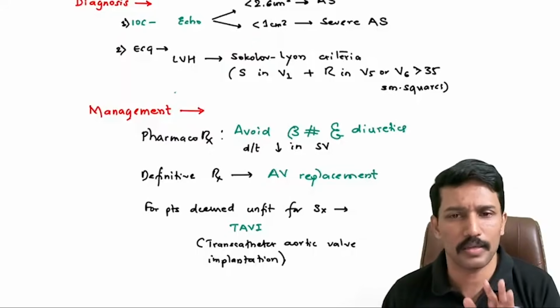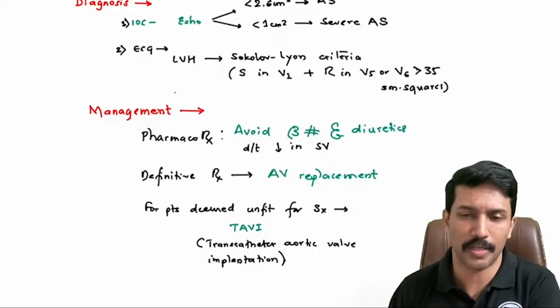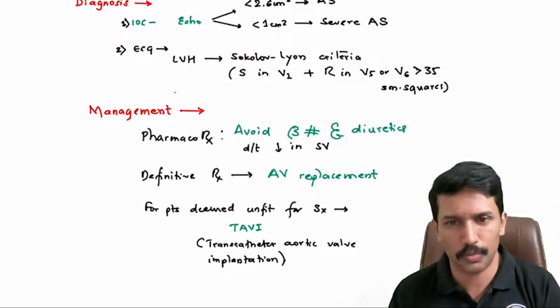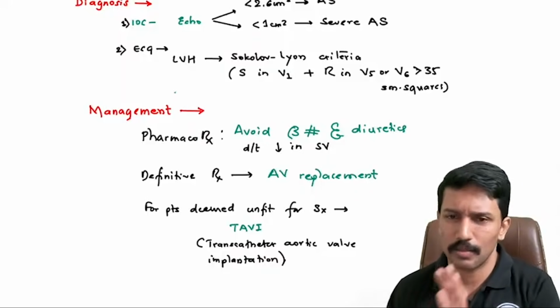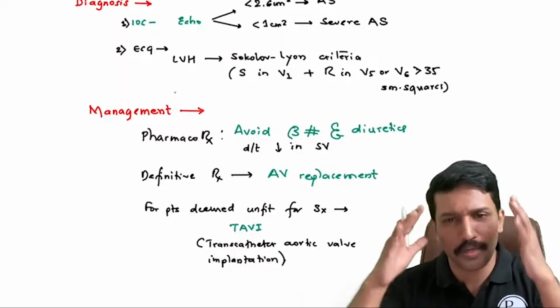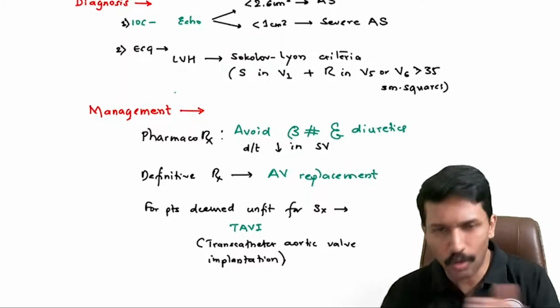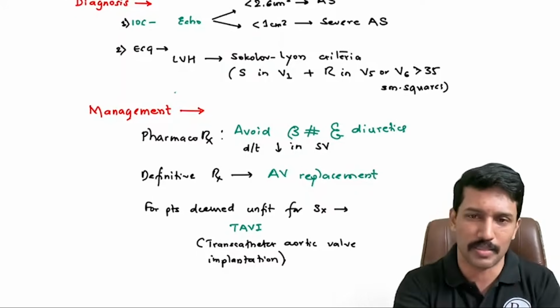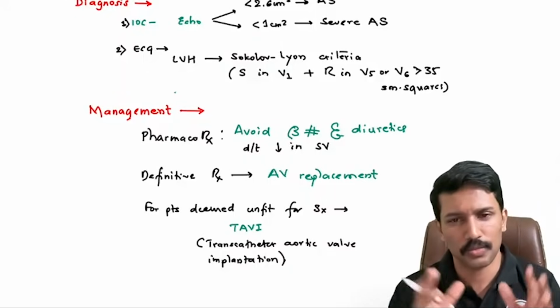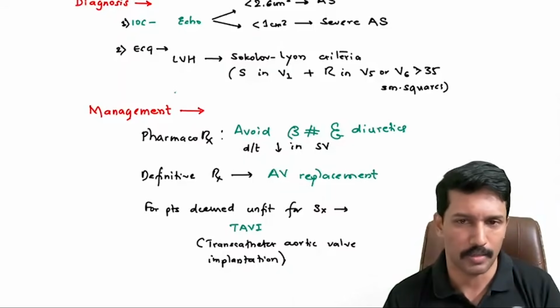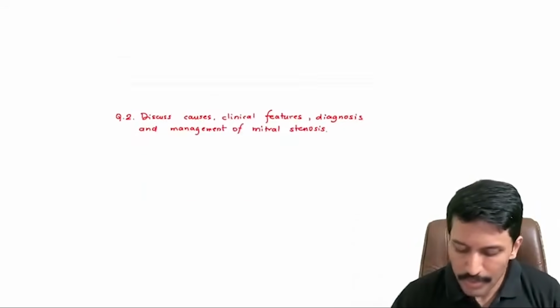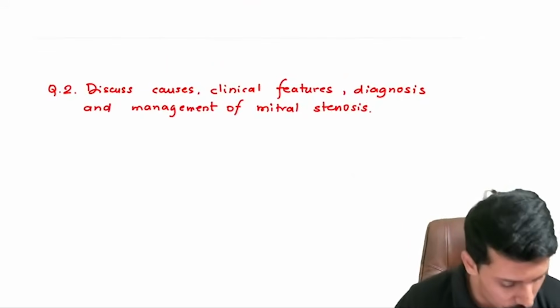For some valvular heart diseases, there may be a role of conservative management with pharmacotherapy. For some, it is not. For aortic stenosis, there is none. Other valves I will tell you. So if you remember that, you can follow the same template and answer all the valvular heart disease questions. Even if, instead of aortic stenosis, it comes as pulmonary stenosis, you can write the same template there. Okay. So let us take the example of mitral stenosis as well.